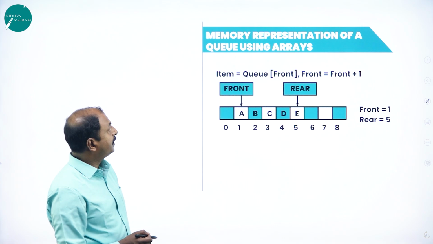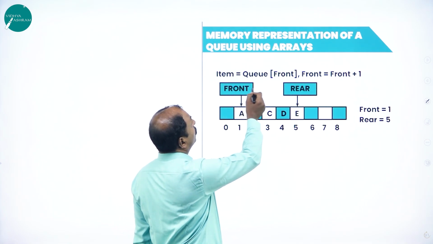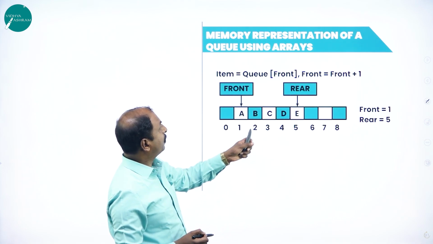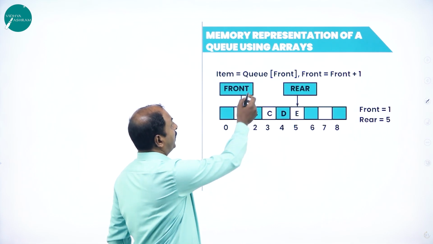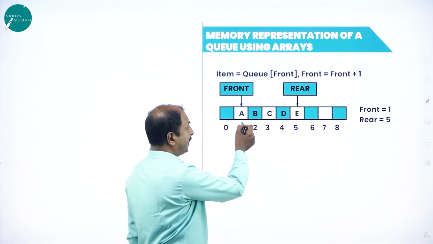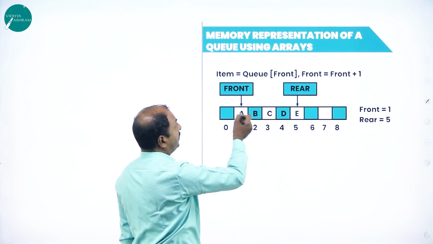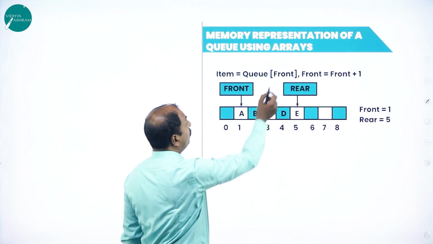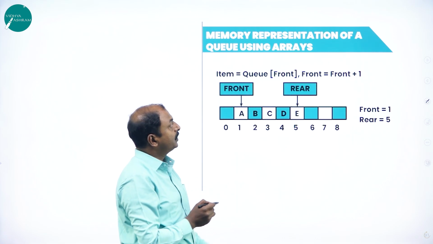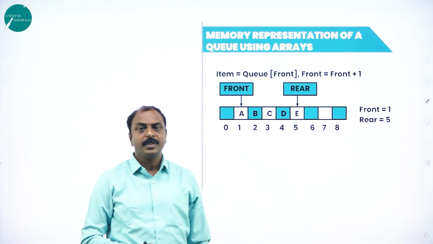Now look at the slide here. This is the element to be deleted. Here item equals Q of front. In this example, item is A, that will be equal to Q of front. Q is the name of the queue, front is an index. In this example, front index is 1. So Q of 1 is A. Item A is deleted. So this is the logic for removing an element from the queue.